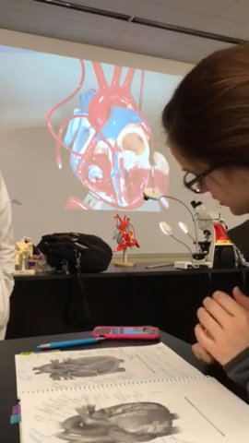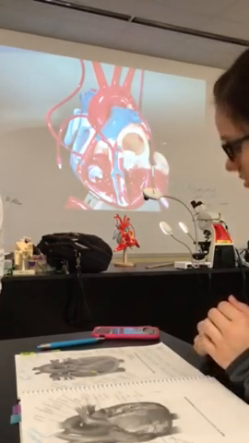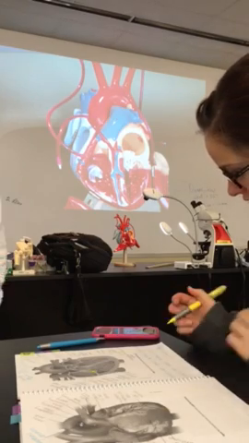And what connects the left atrium to the left ventricle? Bicuspid or mitral valve.